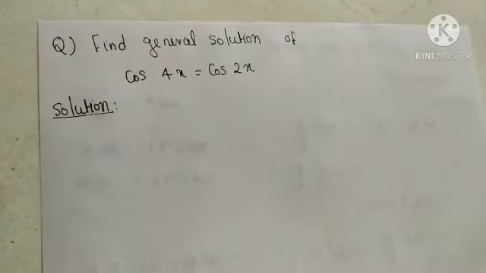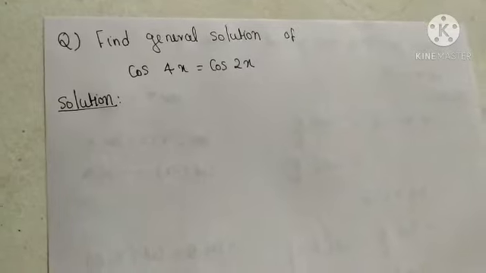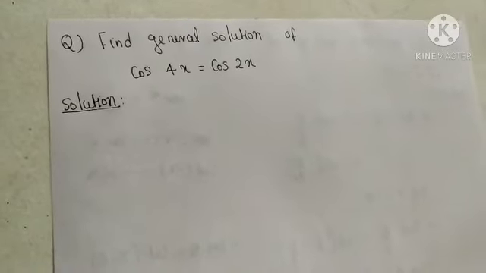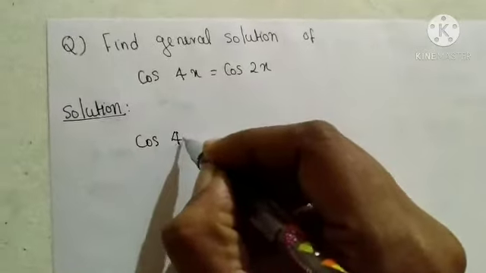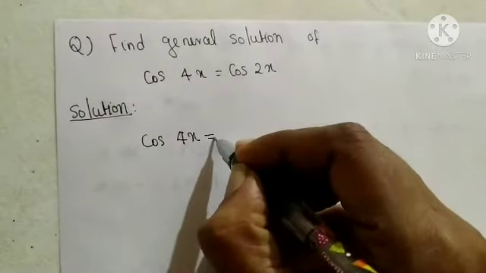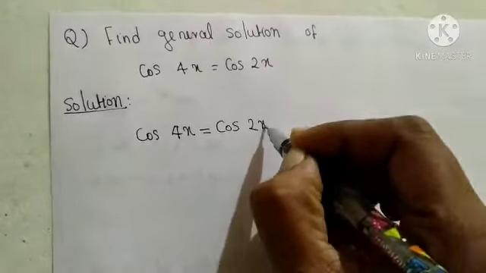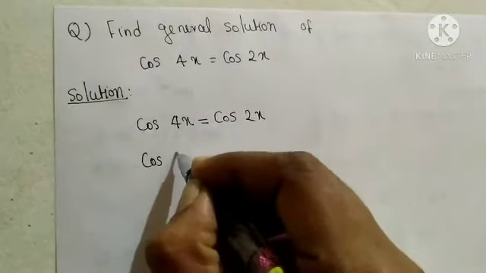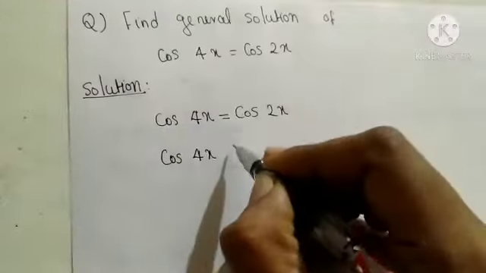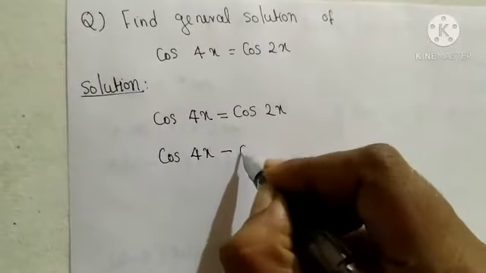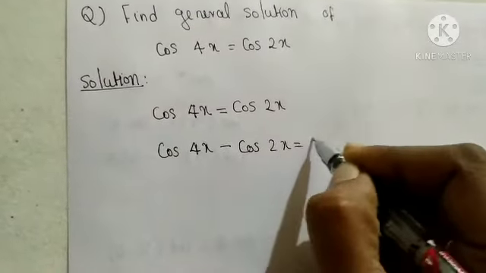This is our next question. Find the general solution of cos 4x equal to cos 2x. So let's start the solution of this question. Given that cos 4x equal to cos 2x, taking this cos 2x to the LHS, it will become cos 4x minus cos 2x equal to 0.